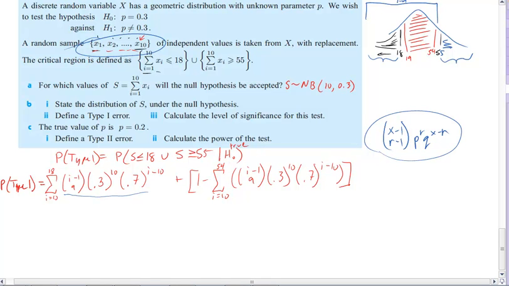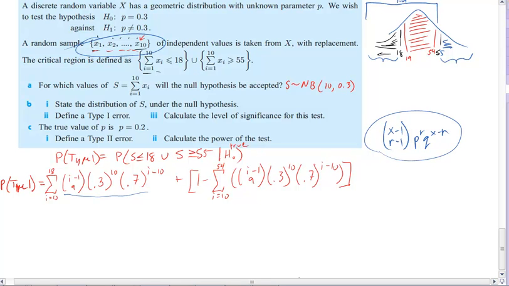Again, 10 is the minimum, right? So up to 54. Now 10 to 54 would cover everything to the left of 55. And so similarly, we've got the x minus 1 choose r minus 1. Again, r is 10 because I need 10 successes, times 30% to the 10th power times 0.7 to the x minus 10, because that'll take care of all the non-successes. And so when I work all this out, it should give me the final answer.